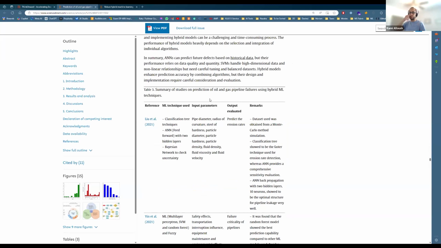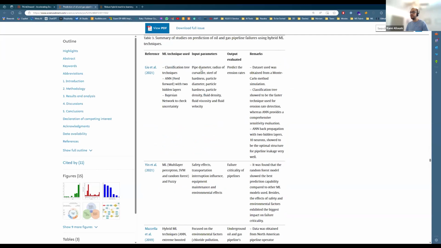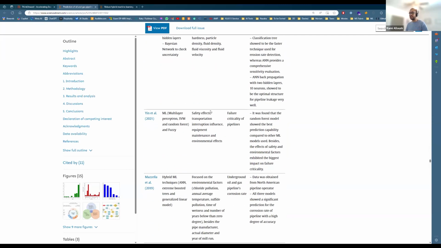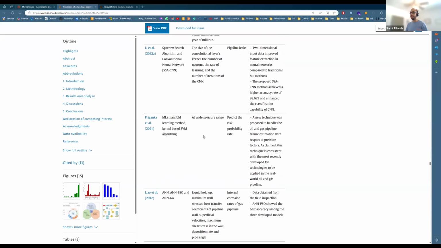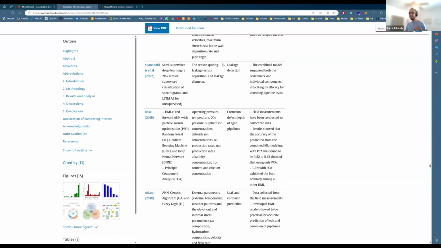So the previous table was only for artificial neural networks. This table was for hybrid machine learning techniques. For them, they used pipe diameter, radius of curvature, steel hardness, a lot of variables, and they predicted the erosion rate very accurately. These used some safety effects, and they were able to predict the failure criticality and so on. Every single piece of research: what they detect and what variables they had to be able to predict that.